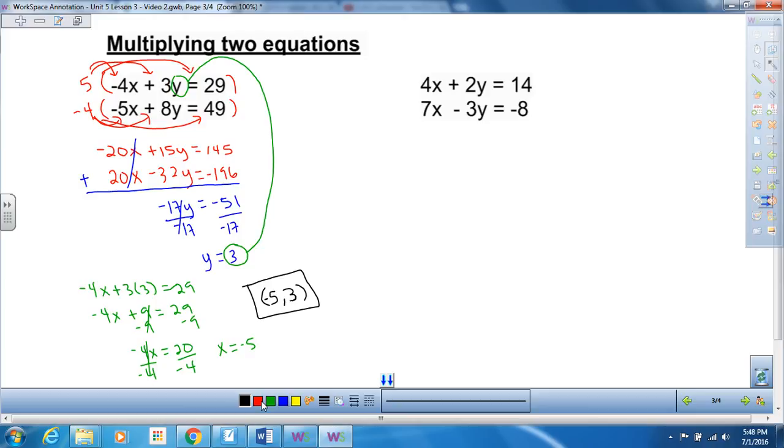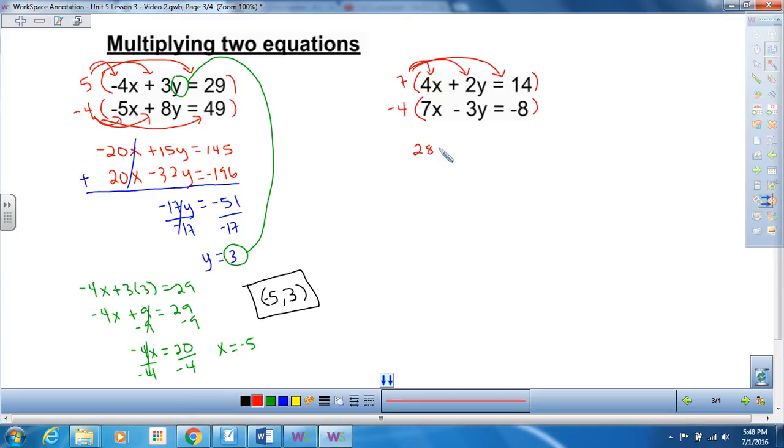Okay. Same thing over here. I'm going to have to multiply both equations because there's not something I can multiply 4 by to get 7 or 7 by to get 4. I can't multiply 2 by something and get 3 or 3 by something to get 2. So I have to multiply both. So let's just switch the coefficients on the x. And since 4x and 7x have the same sign, I'm going to make one of these opposites. So then when I add, I can have opposite signs.